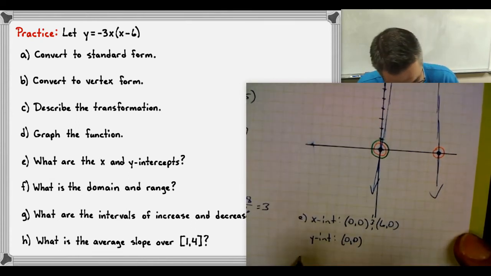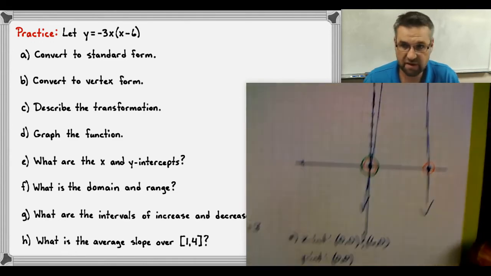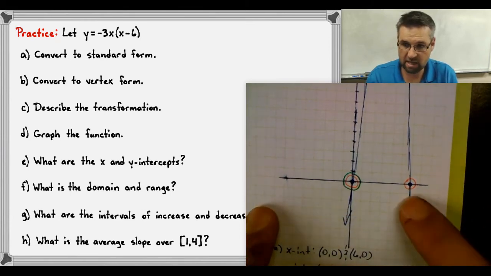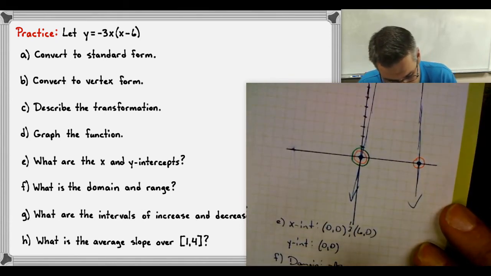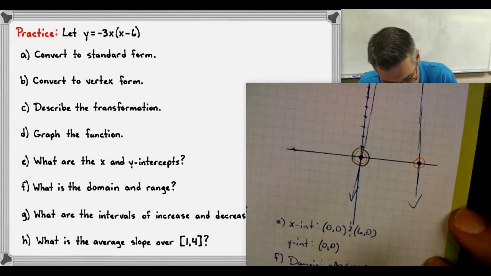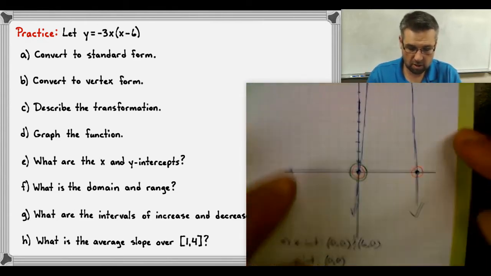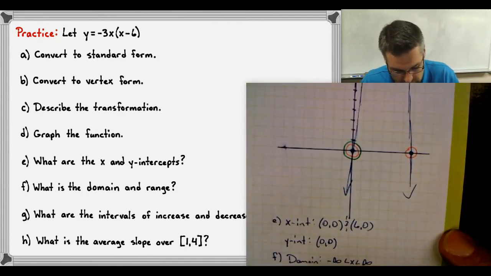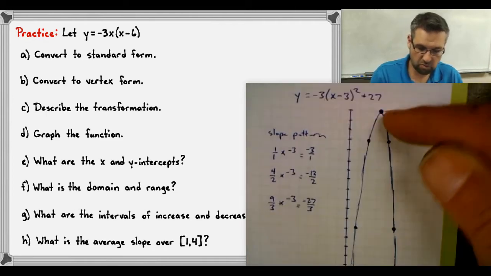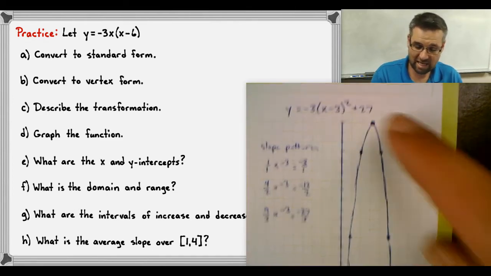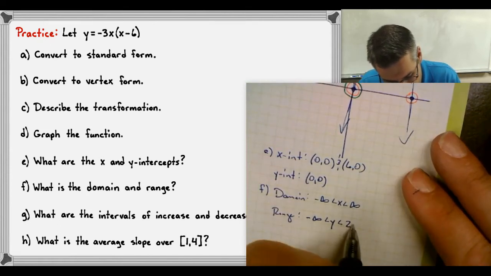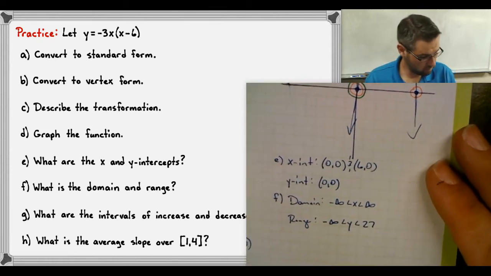For the domain, for part F, it says what's the domain and the range? The domain is the set of x values, and because this parabola keeps going to the left and keeps going to the right, the domain is going to be -infinity less than x less than infinity. And then the range, remember, is the lowest points and the highest points. Since this parabola keeps moving downward, we would say that the lowest point is -infinity, less than y, less than. And then what's the highest point? Well, the highest point is the vertex up here, and that was 27. So we would say that the range is from -infinity to 27 there, okay?